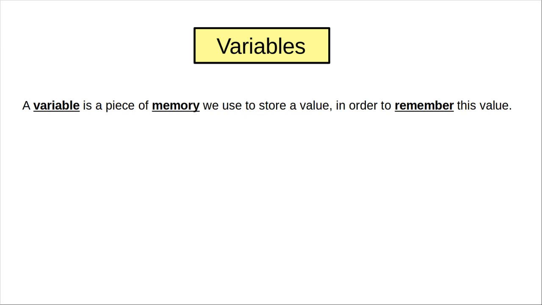A variable is a piece of memory we use to store a value, in order to remember this value. But why is it necessary to remember anything? Well, when programming Odie, we can do a lot of stuff without having to remember anything. But by introducing memory into our programs, that is, being able to remember things, we can do so much more. Furthermore, variables are a fundamental concept in programming in general. Without understanding and using variables, our programming skills are practically non-existent.